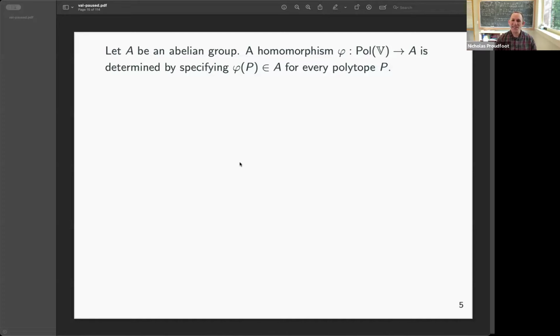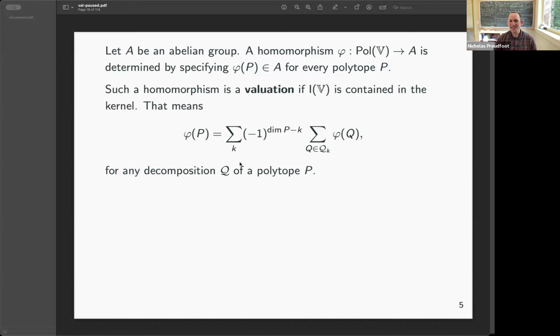Okay, so a homomorphism from Pol V to some abelian group is just specified by giving a number to every polytope. And we say that it's a valuation if I of V is contained in the kernel. So by this theorem I just stated, it means for any decomposition, phi of P has to be equal to the alternating sum of phi of Q for the internal faces. That's what it means to be a valuation.